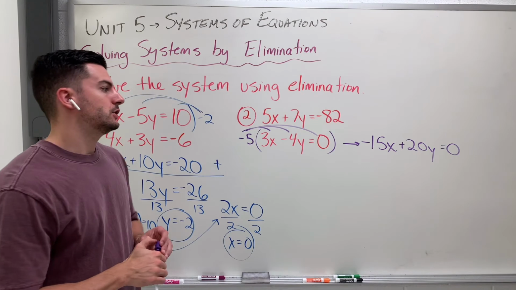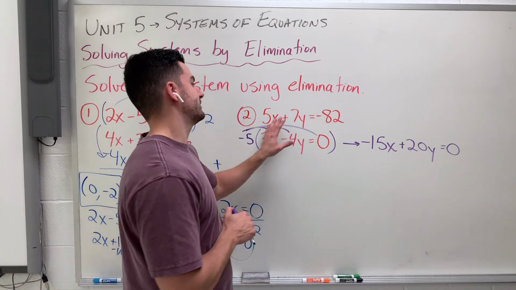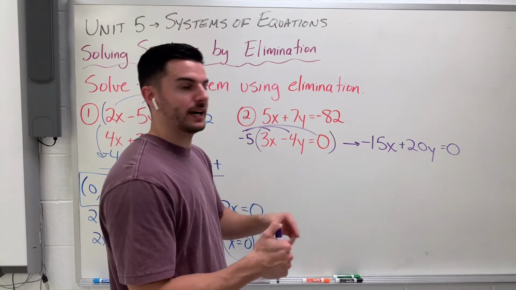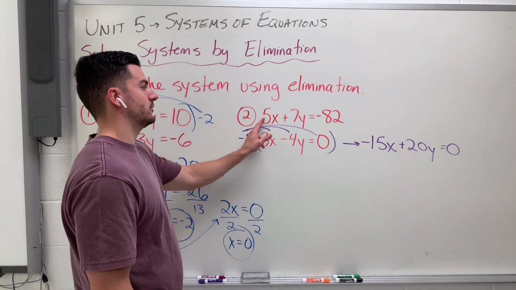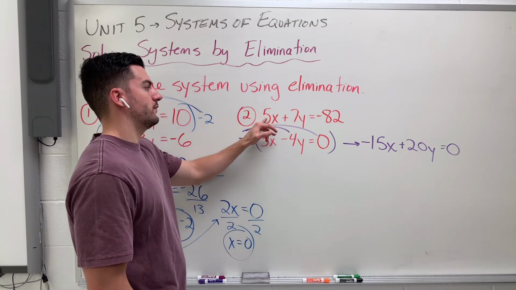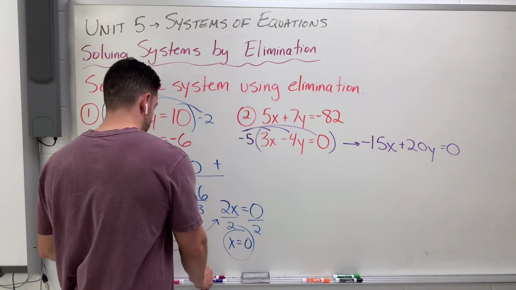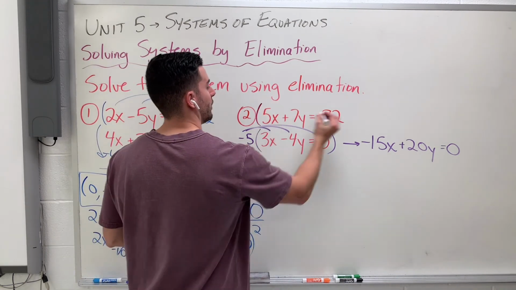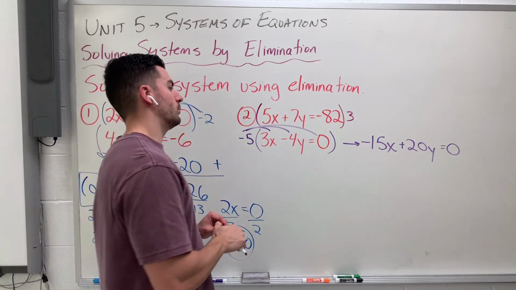I chose to multiply by negative 5 there because if I left the top equation the same, it's still not going to cancel. What can I do to make this x term cancel with this one? All I need to do is turn this 5 into a positive 15, and it'll work. So with that one, I would multiply the top one by 3. I multiply everything here by 3 to make that work.